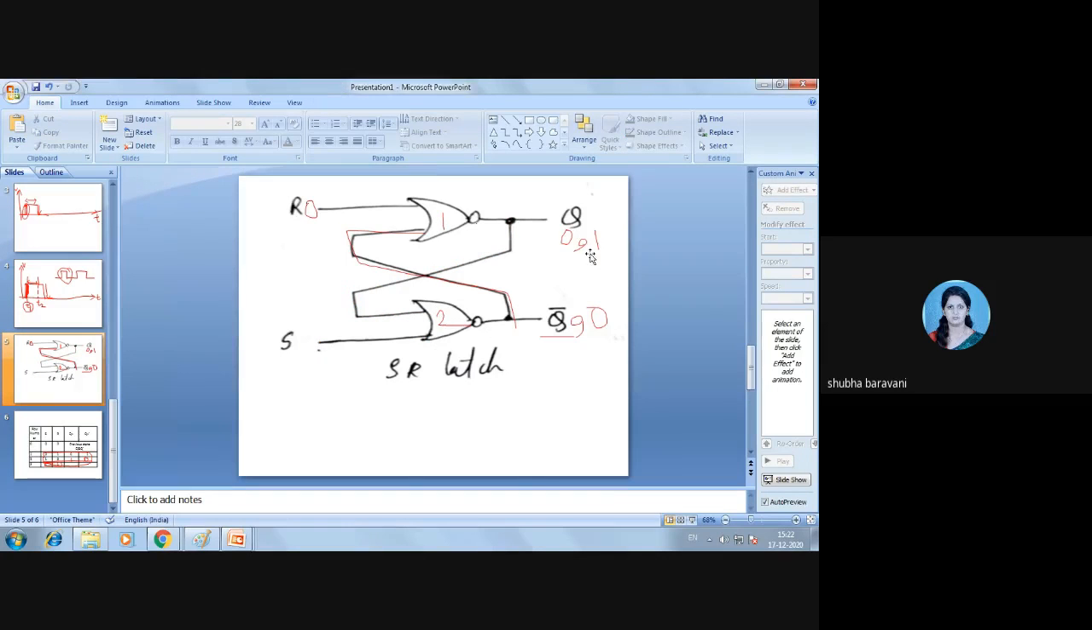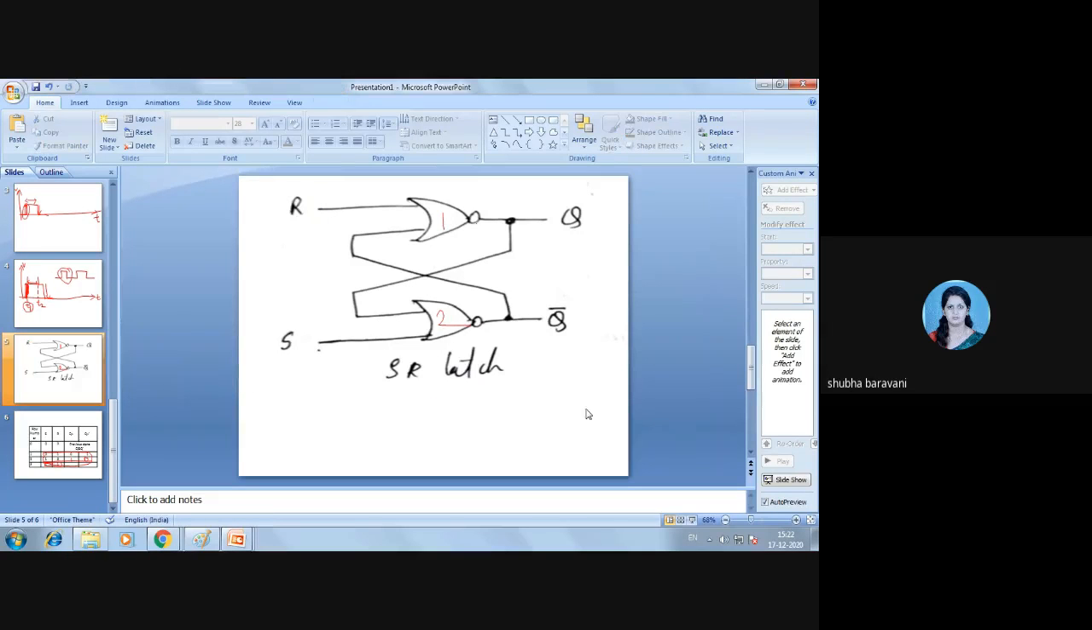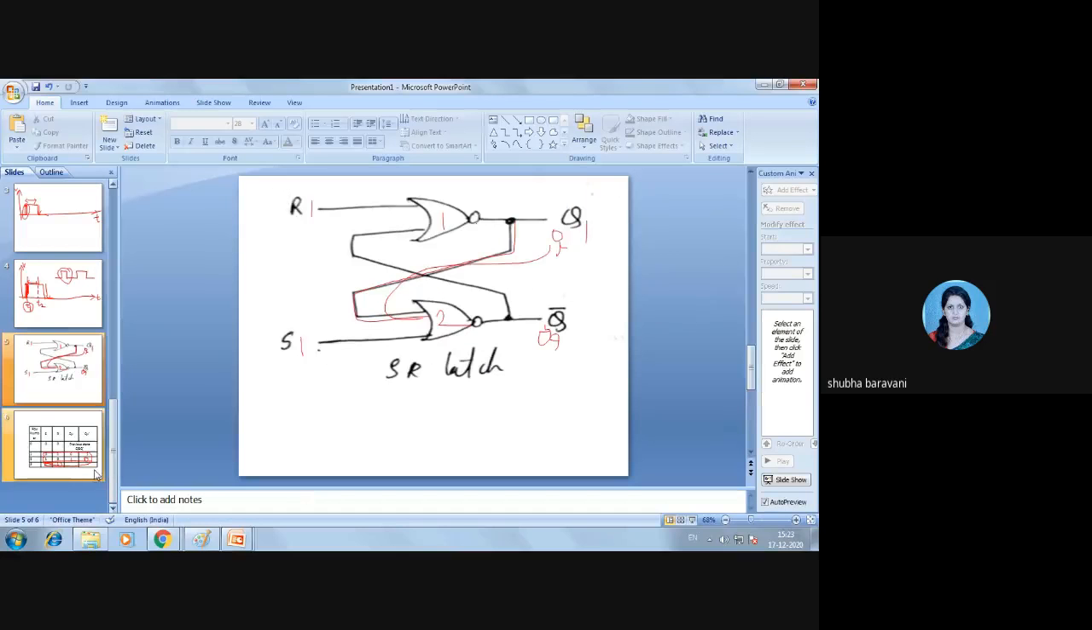So here, if I say both inputs are high, now if I make S also 1 and R also 1, what will happen? If I assume initially this to be 0, now see, this will come here. 0 1 1 1, the NOT is 0. Again that 0 will come here, so the states will go on repeating themselves. 0 will come, 1 will come, 0 will come, 1 will come. So the flip-flop gets confused in this case.